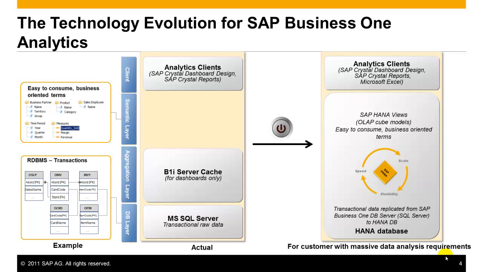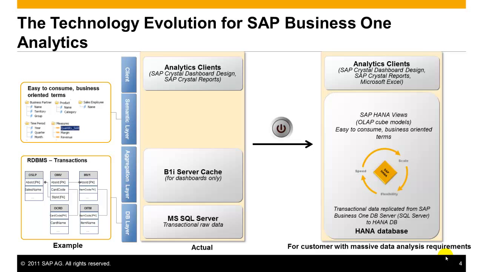So what do we do? We use the HANA database and we take that transactional data and we replicate it from the SAP Business One database, which is running in SQL Server, and we bring it across into HANA. Sitting on top of that, we've then built these SAP HANA views, which, if you're familiar with business intelligence, you might know of a similar concept, which is your online analytical processing cubes.